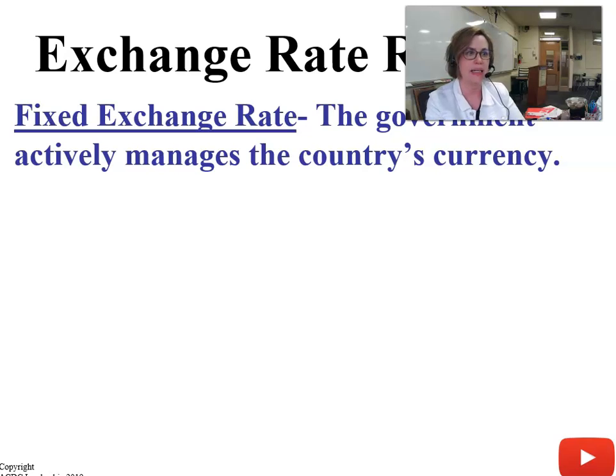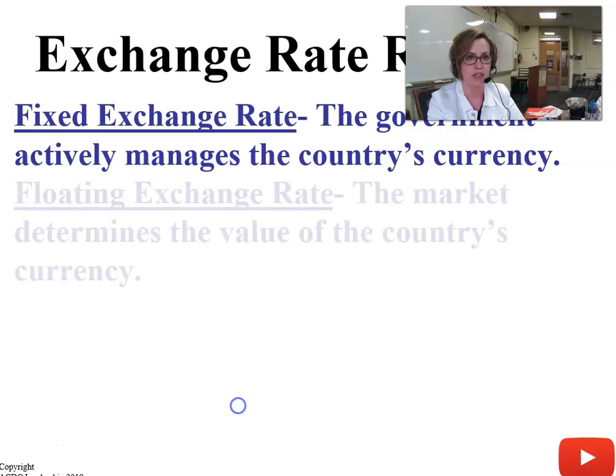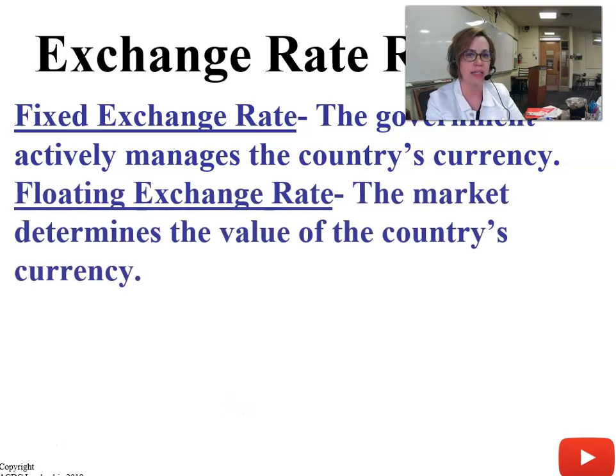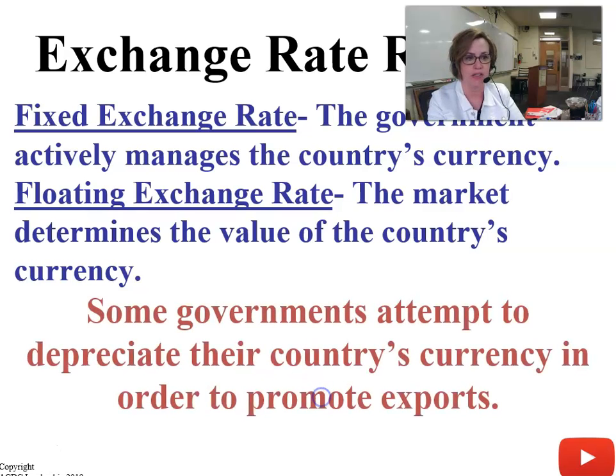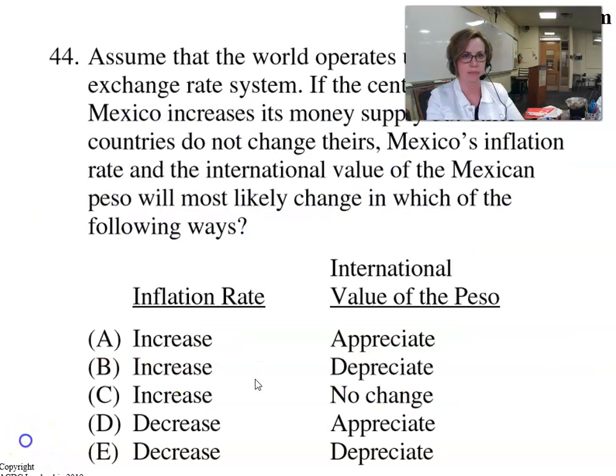A fixed exchange rate refers to the government actively managing the country's currency. And a floating exchange rate refers to the market determining the value of the country's currency. Some governments will attempt to depreciate their country's currency in order to promote exports.